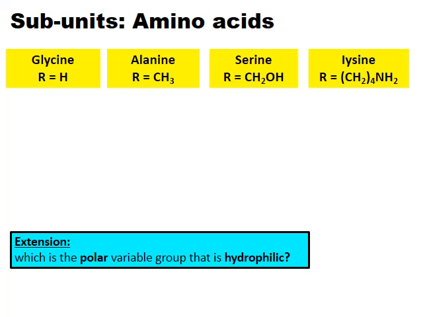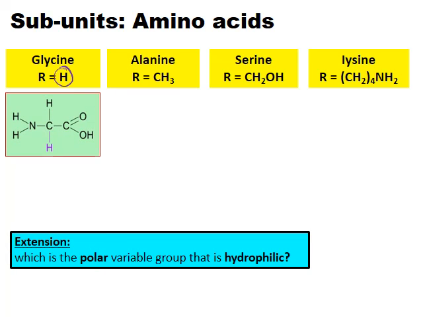So we can start to draw individual amino acids as long as we're provided with the variable group. If we look at glycine in yellow at the top, it says the R group is a hydrogen atom. If we look in green underneath, we can see we've got a generalized amino acid structure with the amine group on the left and the COOH group on the right. The central carbon atom is bonded to a hydrogen, and this time the variable group is a hydrogen atom that we can just draw in here. So we're going to replace the R with a hydrogen atom.